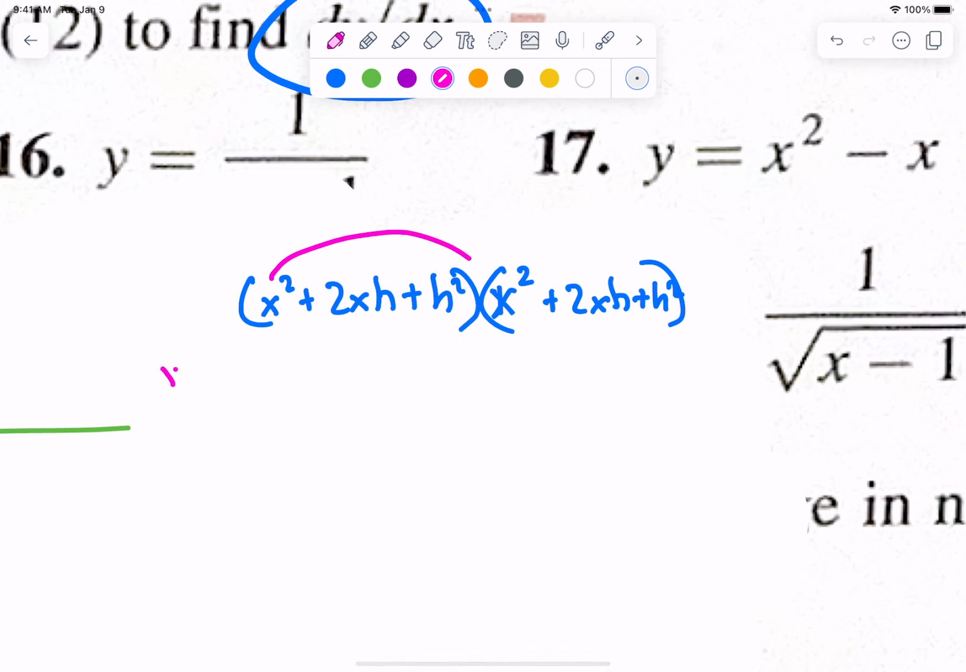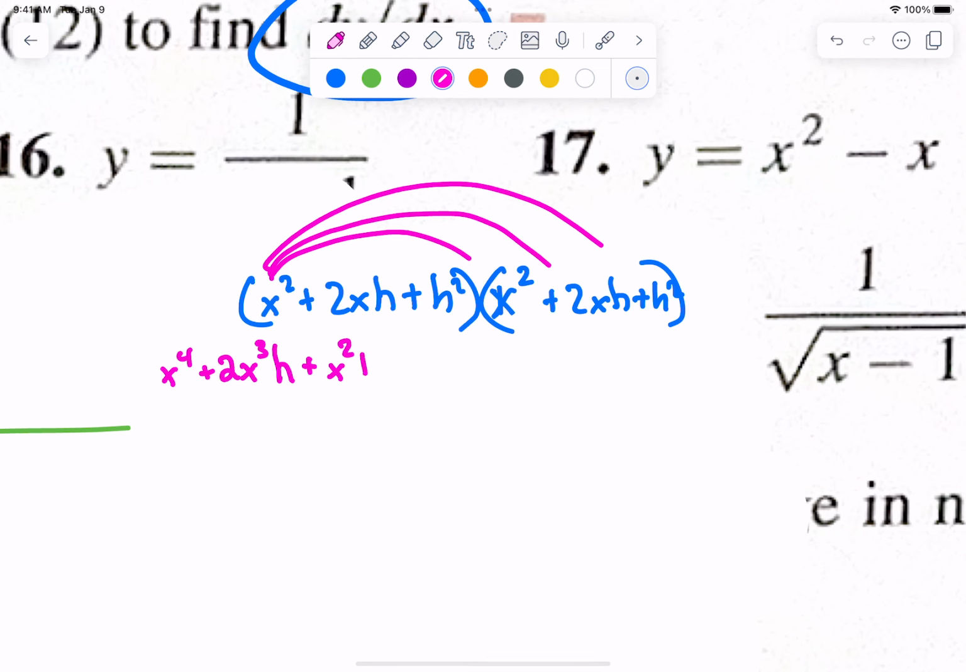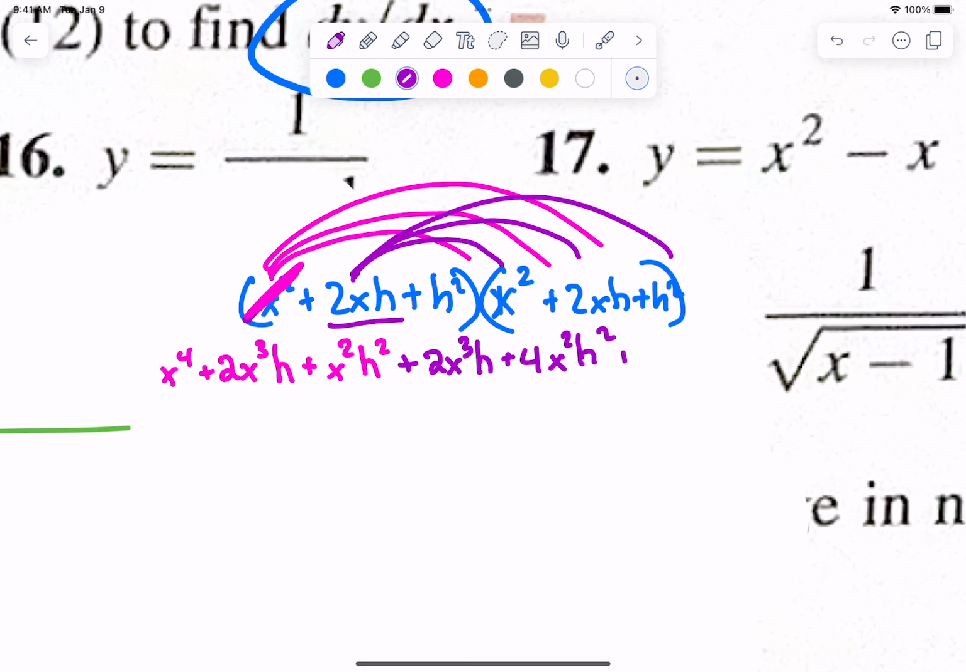So x squared times x squared is x to the fourth. This term becomes 2x cubed h. This one becomes x squared h squared. Okay, that piece is done. Now we move on to this one: 2xh times x squared is 2x cubed h. Now this one is 4x squared h squared. This one is 2xh cubed. All right, last one. H squared times x squared is plus h squared x squared. This one will be plus 2xh cubed. And this one is plus h to the fourth power.